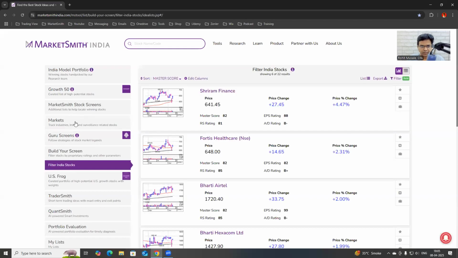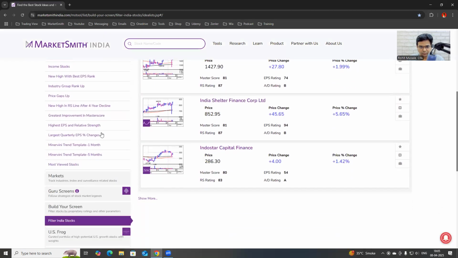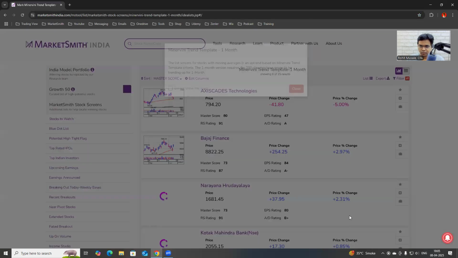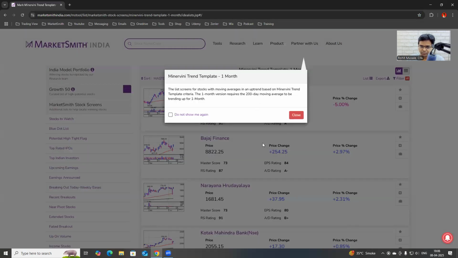That's my filter. See on the left side, there is MarketSmith stock screens. When you click here, come down. There are two filters here. He wanted to know what is the difference and can he use it. Okay. So when I click here, Mark Minervini trend template 1, look what happens. See, this window pops up. It says the list screens for stocks with moving averages in an uptrend based on Minervini trend template criteria.